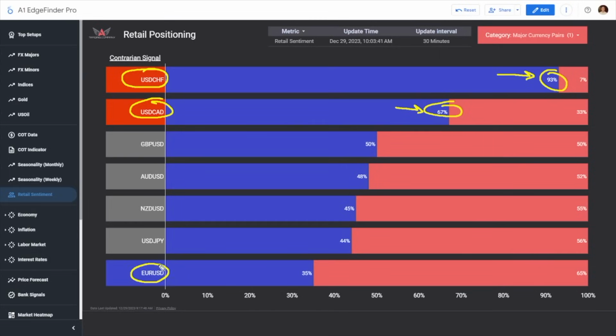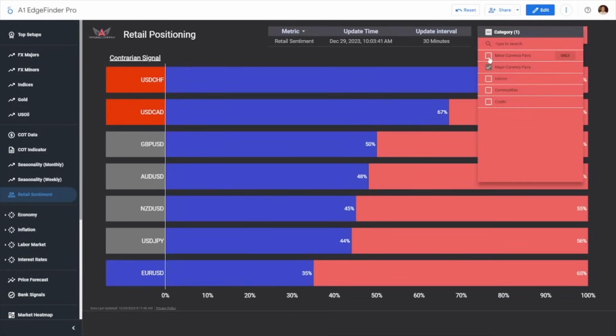On the flip side, we have EUR/USD, same kind of story. They're pretty much long the dollar and short the euro. So a lot of dollar bulls in the retail trading crowd. And so that keeps me a little bit more on the bearish dollar side of things until further notice.